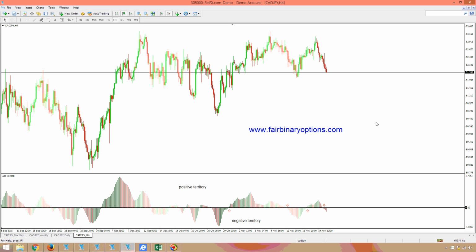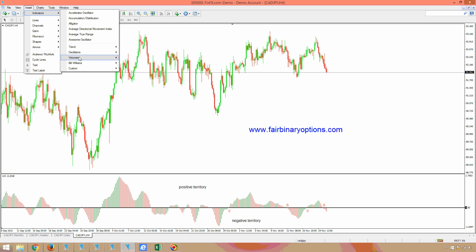We are interpreting the awesome oscillator, the oscillator given by Bill Williams. It is to be found, like we mentioned in the first part, under the insert category. We go with indicators, Bill Williams, and under Bill Williams we are talking about the awesome oscillator in here.